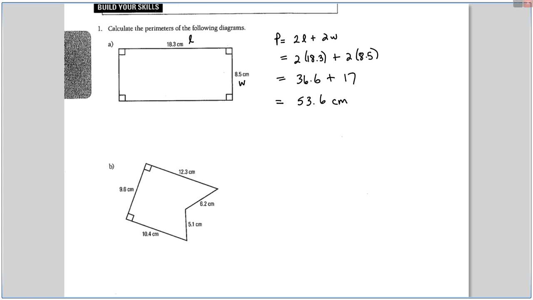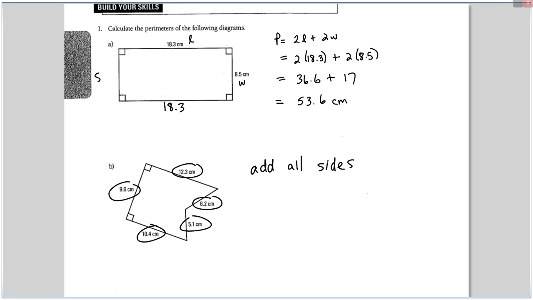For the next one, you literally just need to add up all the sides. So just add all sides. And you could have done that with the question above. Just make sure that you don't forget the sides that don't have numbers on them. And because it's a rectangle up there, those are the same. So I'll just add up all these numbers. And I'm getting 43.6 centimeters.